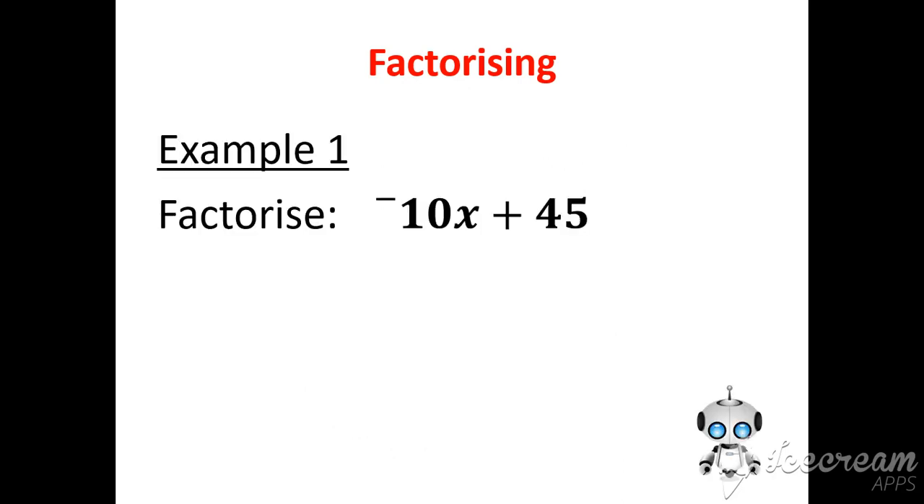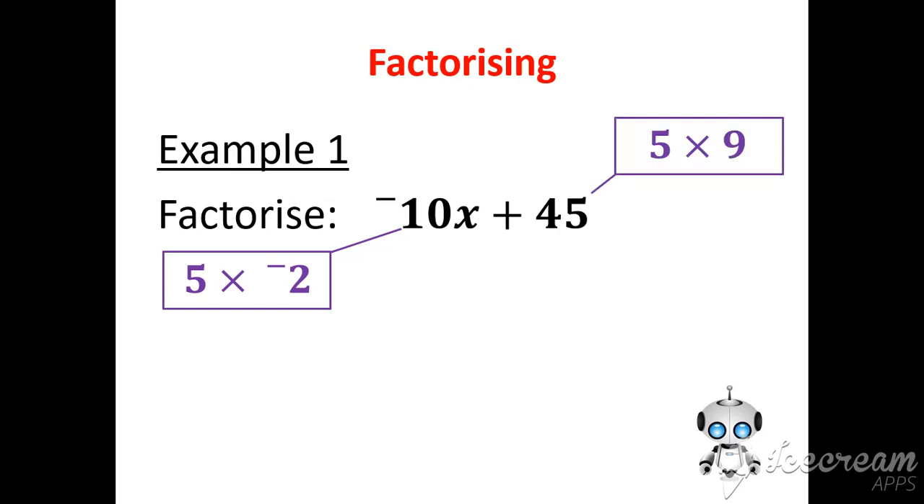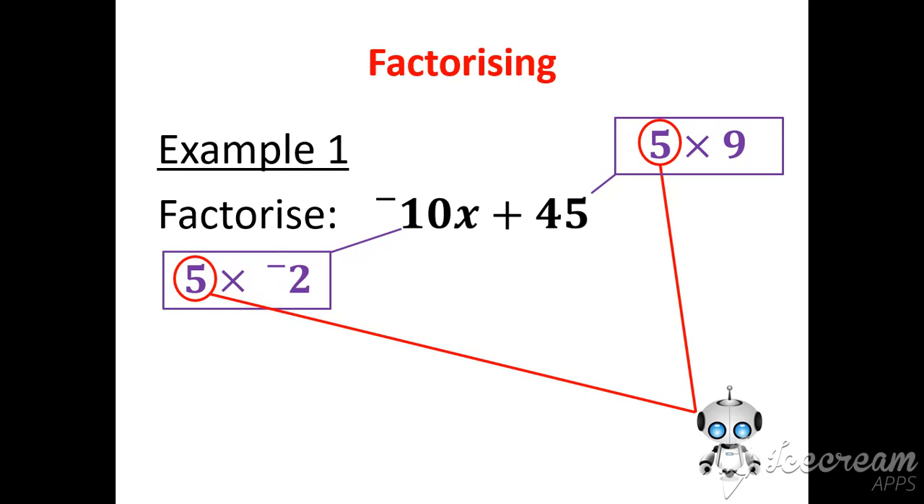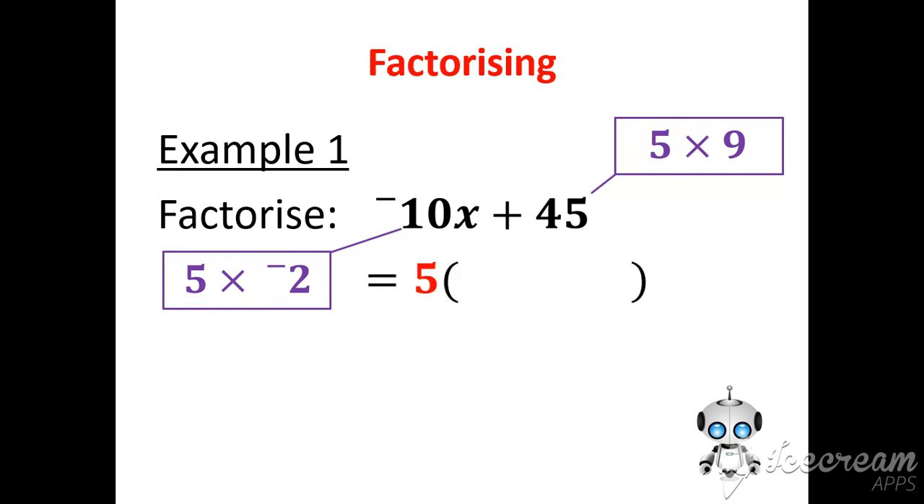Let's factorise this expression, negative 10x plus 45. We've got to look at some factors of negative 10, and I've picked 5 times negative 2. There are other factors, but that's the pair I've picked. I've also got to look at some factors of 45, and the pair I've picked is 5 times 9. Once you get to these pairs, you'll realize that 5 is the common factor, the highest common factor between negative 10 and 45. So we're going to take 5 out the front of the brackets.